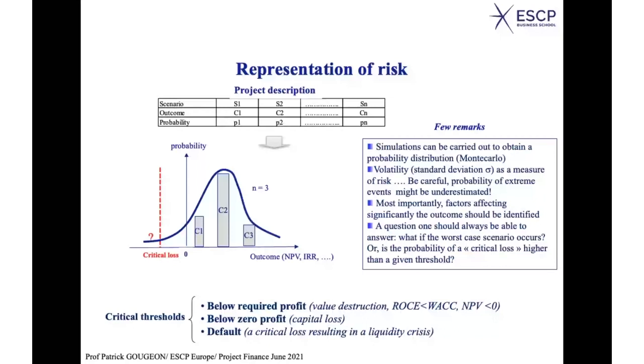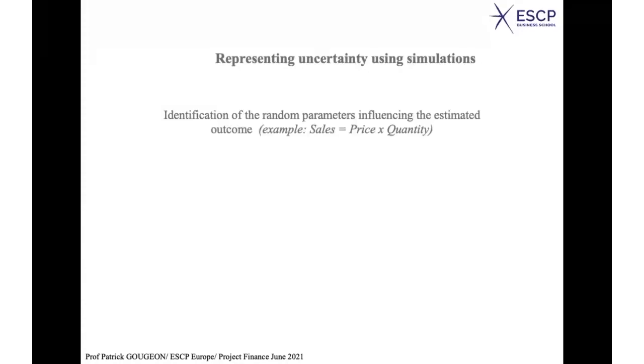Having said that, I told you that these curves can be obtained through a simulation exercise. So let's try to see how it works. Representing uncertainty using simulations. There are basically 3 steps. The first step is to identify the random parameters influencing the estimated outcome. For each scenario, we want to estimate an outcome.